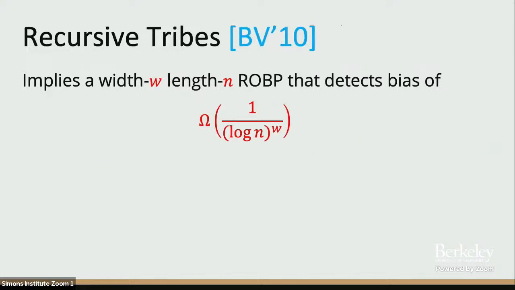Okay, so as I told you, you can think of it as just amplifying biases. Instead of detecting 1 by log n, if it got a bias of delta which is less than 1 by log n, then it amplifies it to log n times that delta bias. So you can do recursive tribes, which will imply a constant width, length n, read-once branching program that detects biases of 1 by polylog.